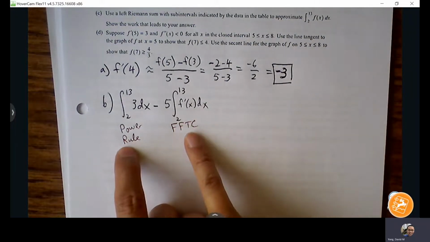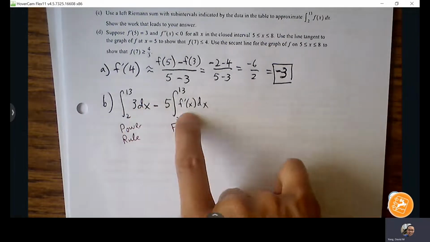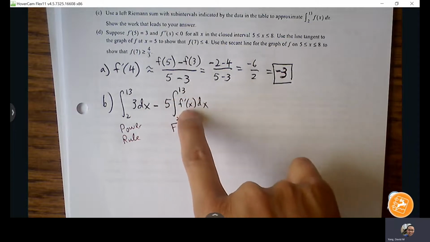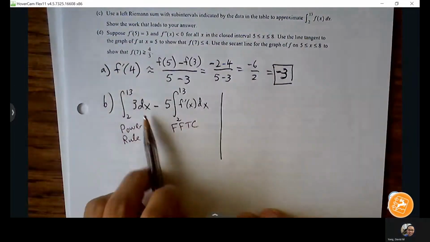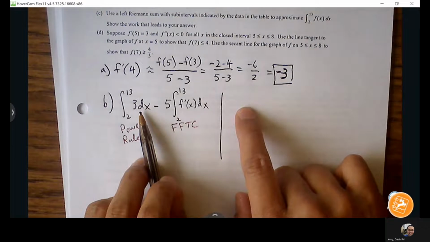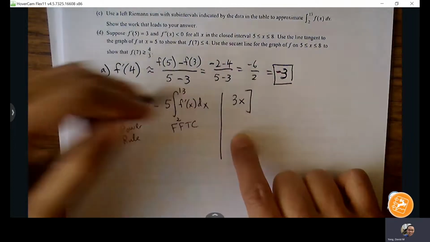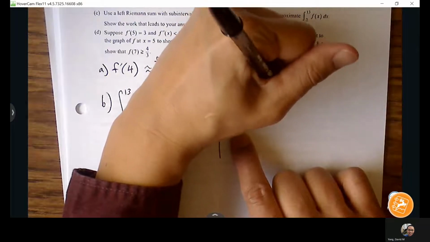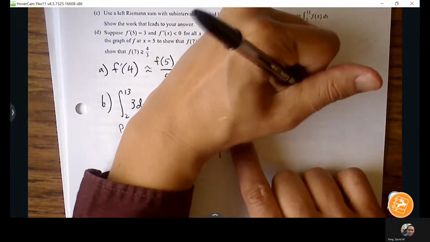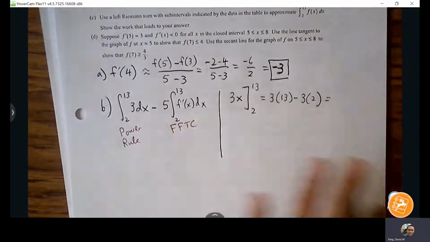So we have 2 distinct ways of going through. This is the specific rule we have to use, and this is more of a concept that we can apply, right? F prime becomes f of x. Okay, so we'll apply them separately. We know 3 becomes 3x. Go through power rule here. And after we go through power rule, then we are ready to involve the bounds. Yeah, so 39 minus 6.